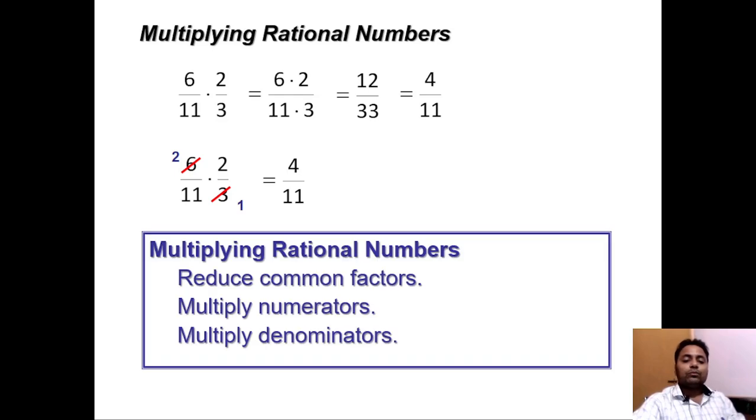So first of all, we have to reduce common factors, multiply numerators and multiply denominators. These are the three important steps while we are solving the multiplication of rational numbers.